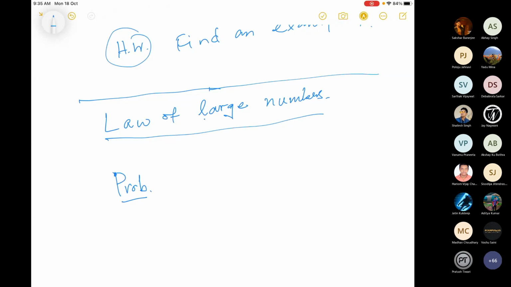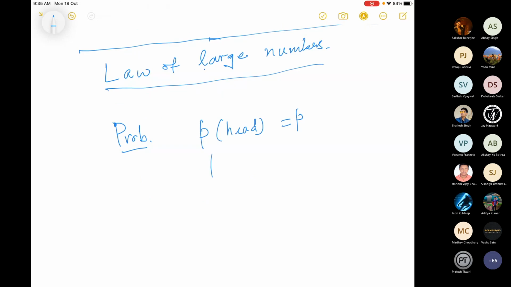Whenever we toss a coin, we always say probability of success, let's say probability of head equal to P. And let's say probability of tail is then 1 minus P. But given a coin, you do not know what this value of P is. So this P is called the bias. If P is exactly half, then you can say that the coin is unbiased. There is no bias involved in this coin. It's a perfect coin.